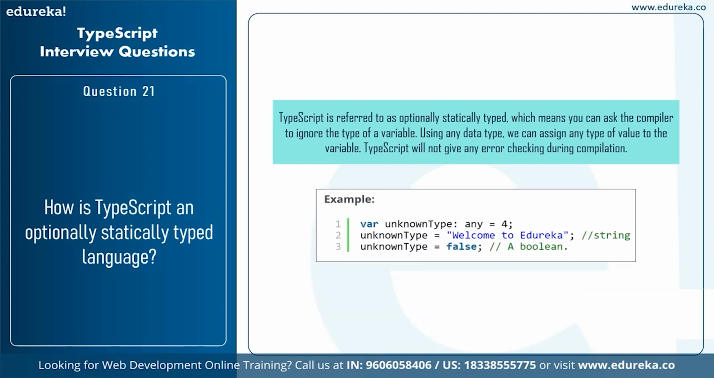So now here is an example. We take the var keyword and then an unknown type and pass anything. So basically here you can pass any value. Now we use this keyword unknown type and first we pass a string that is welcome to Edureka, and in the next one we pass false, which is a Boolean data type. So using the any data type, what you can do is you can pass any sort of data type in this. It can either be a string or a number or Boolean. So it will not give you any error.